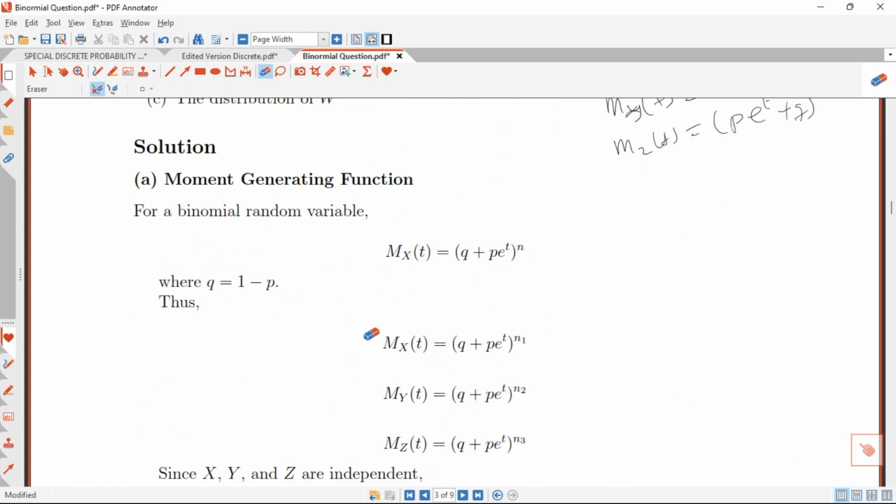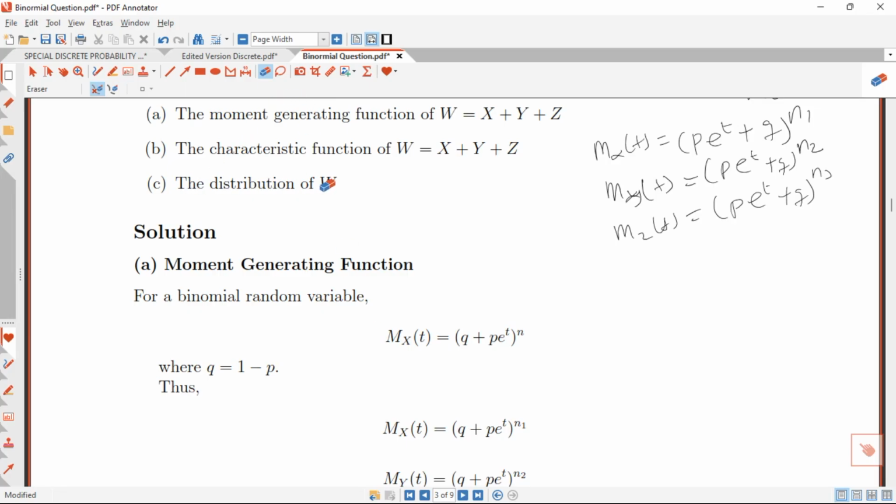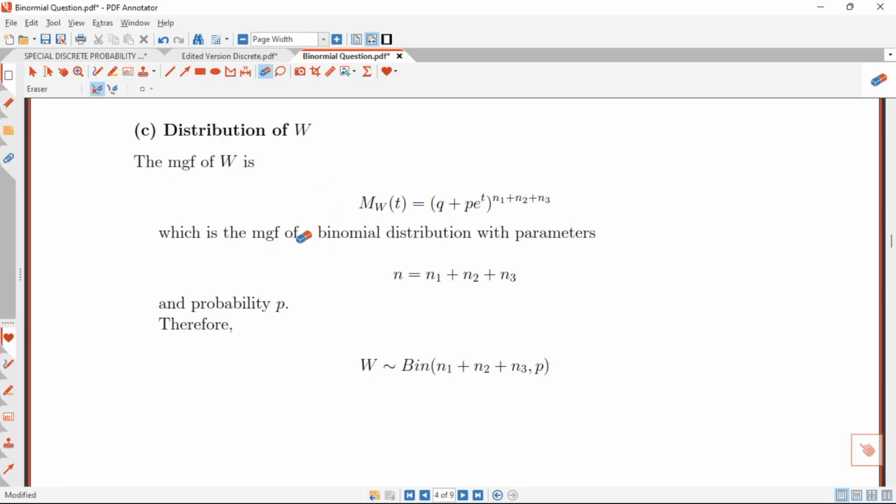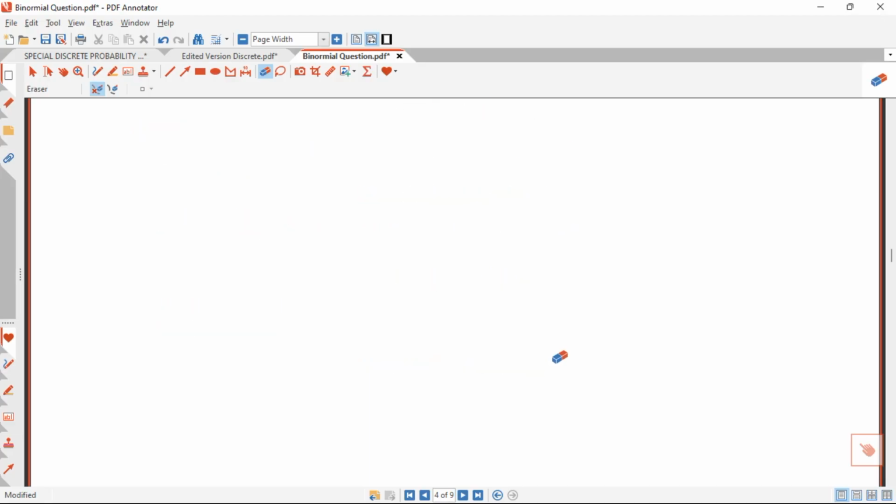And then we have been asked here to describe the distribution of W. The moment generating function of W is that of a binomial distribution with parameters where our n is equal to n1 plus n2 plus n3, and our probability is p. So here we are trying to say that W follows a binomial distribution with n equal to n1 plus n2 plus n3, and probability of success p. Okay, that is the solution for that question.